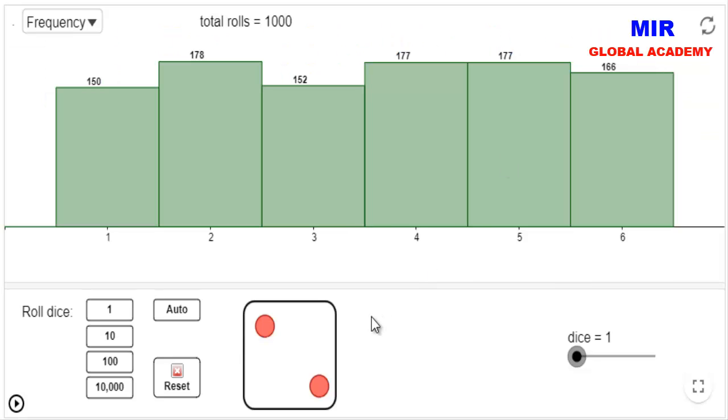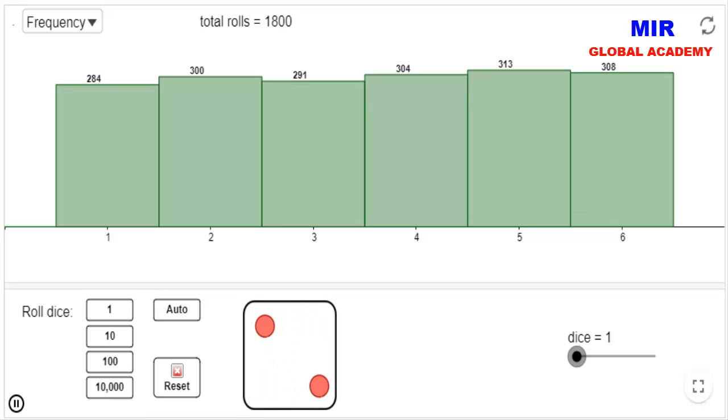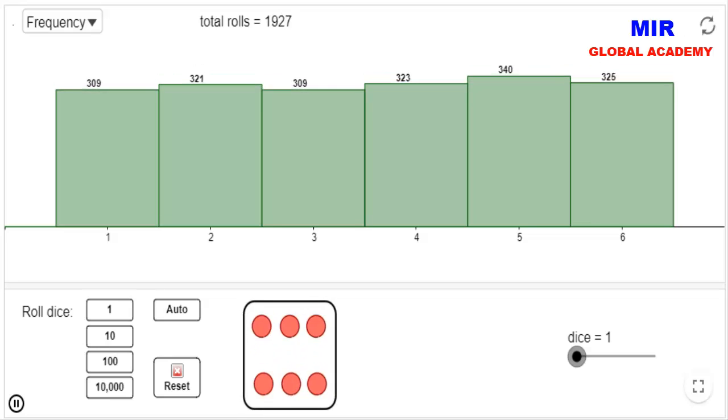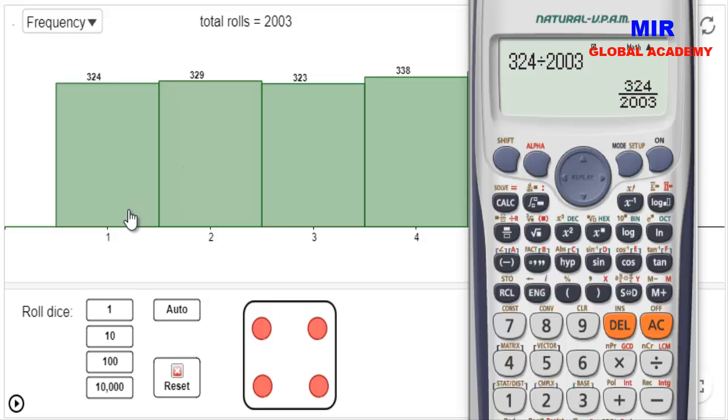Let's roll this dice 2000 times. So after 2003 rolls, the height of the bars is approximately equal. Let's see if the probability is near to 1 over 6 or not. So the probability of outcome 1 is 324 over 2003. That is equal to 0.16, very close to 0.167.